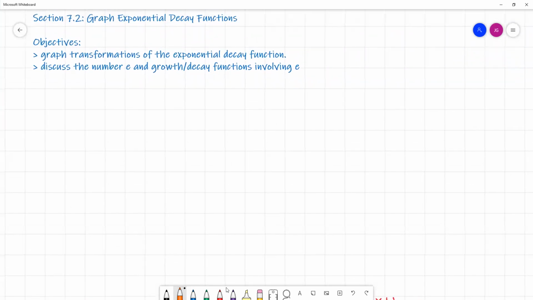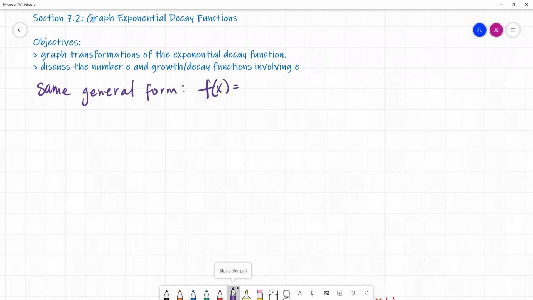And so it has the same general form that we've looked at so far. And if you remember, that was f of x equals a times b to the power of x minus h plus k. What makes it decay is that our b is going to be between 0 and 1. And so that's what is the difference here.